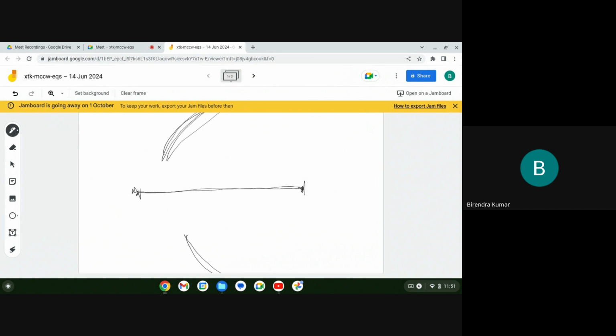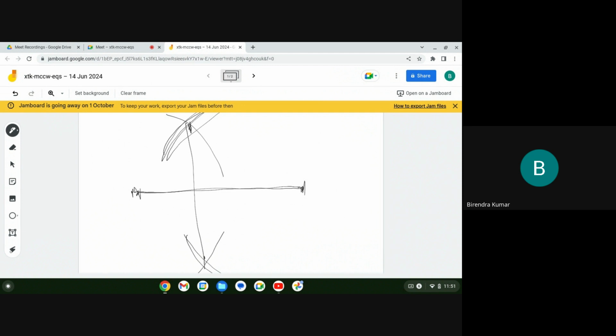Same way, now put the needle here. Don't change the length of the compass. Put the needle here, draw the arc, this side and this side. Wherever these two arcs cut each other, join them. That becomes your perpendicular bisector.